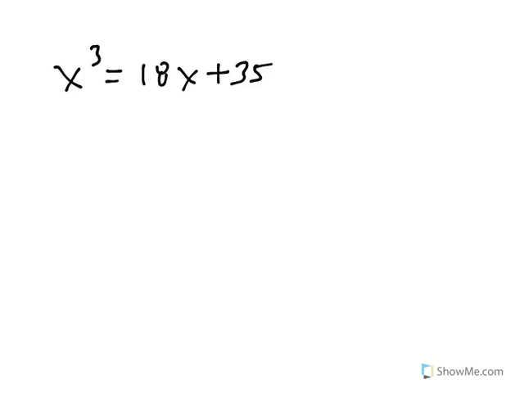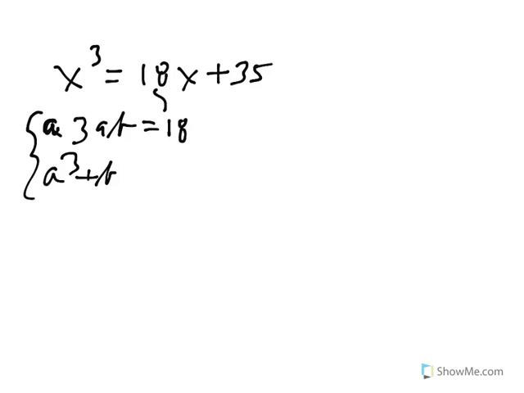The process is to create a system of equations where 3ab is equal to whatever this number is, in this case 18, and a cubed plus b cubed is whatever this other number is, which is 35. If you can solve that system of equations for a and b, and you add them together, you'll get one of the solutions to this question. Just for reference, so we know we're right, 5 is the answer to this question, because 5 cubed does equal 18 times 5 plus 35.